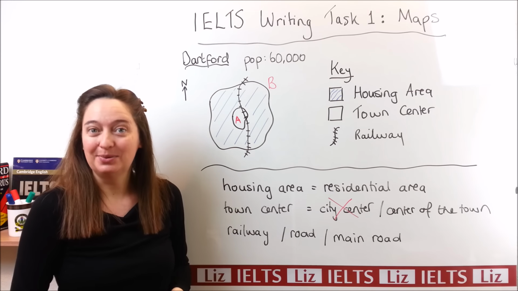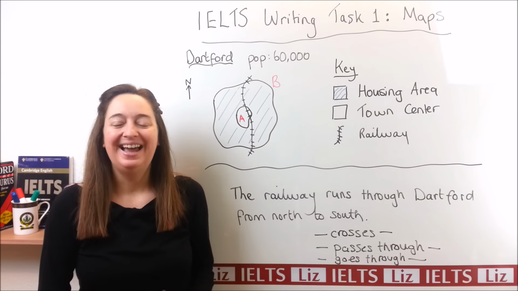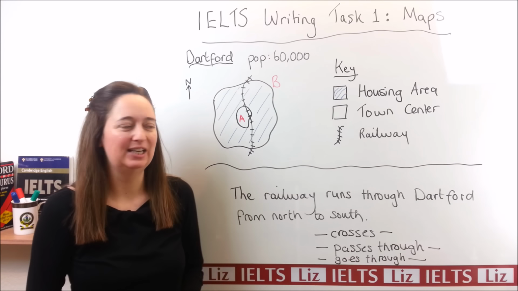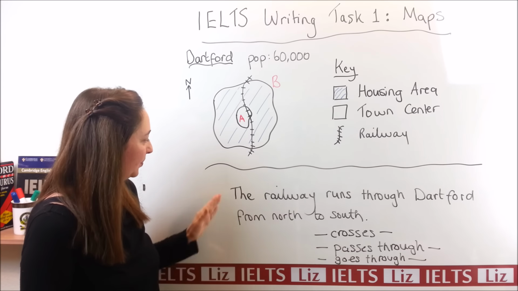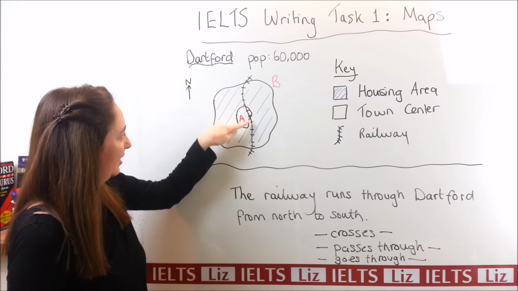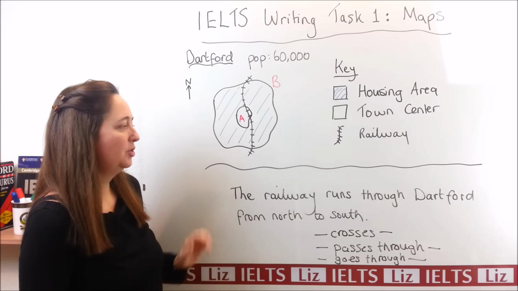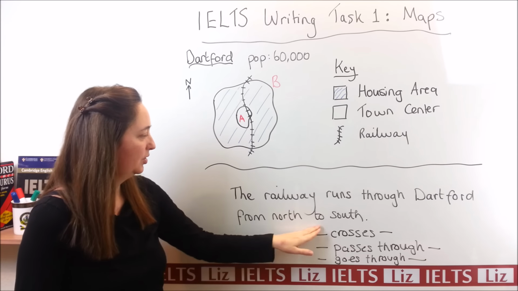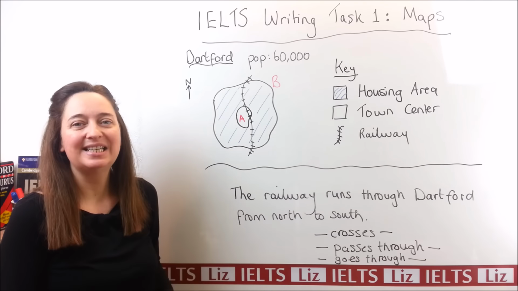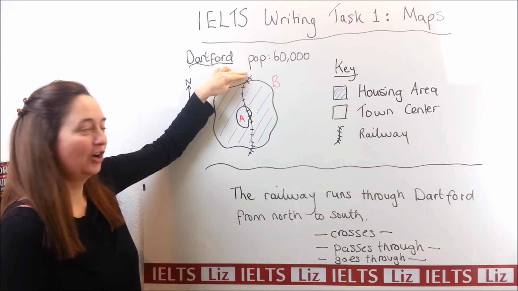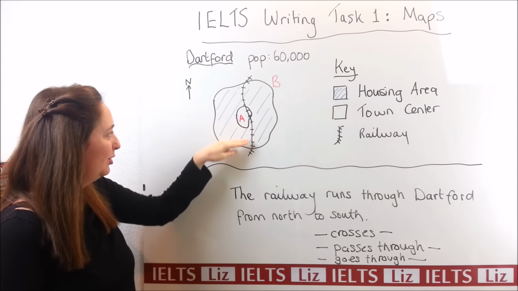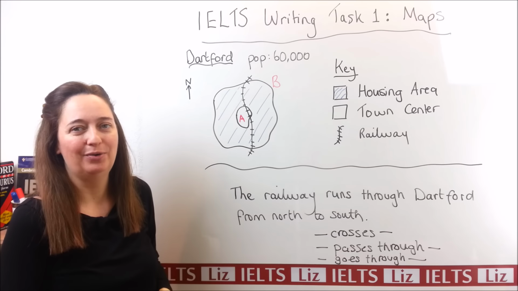Now let's look at some more information about maps. And here we have a sentence that gives information about the railway. You can see the railway here running through. The railway runs through Dartford from north to south. And you can see here that the railway starts in the north and runs through the town to the south.